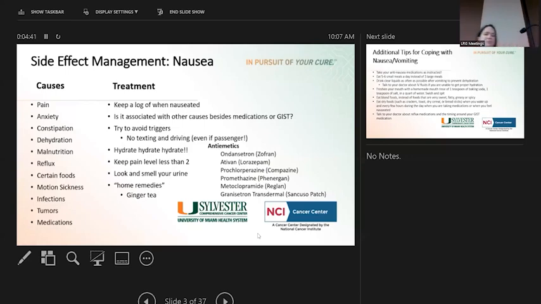Okay, so you always want to be looking at your urine because your urine will tell you a lot. When you're dehydrated and you're not drinking enough, that can cause nausea. Also, if you're on pain medicines, you may have a hidden urinary tract infection. So you want to be looking at your urine. You want it to be clear, maybe very light yellow. If it's not, you need to drink your water.